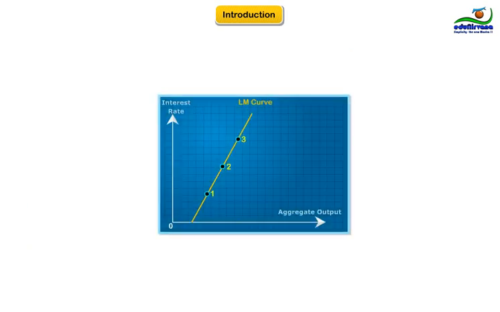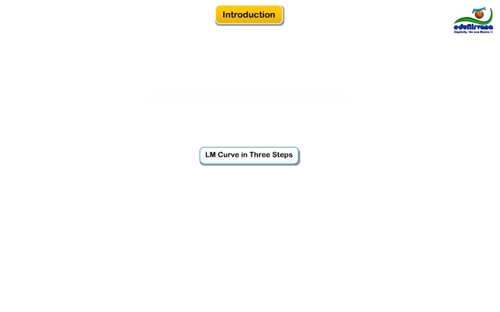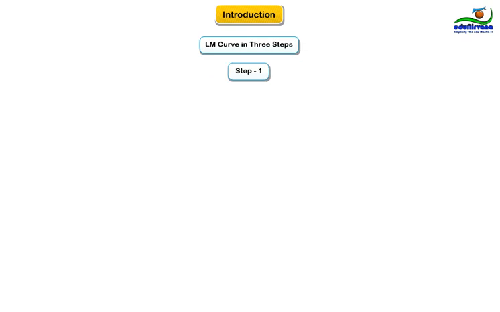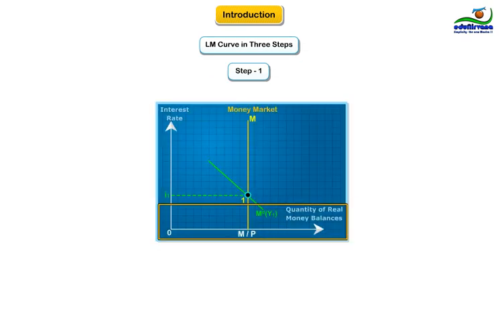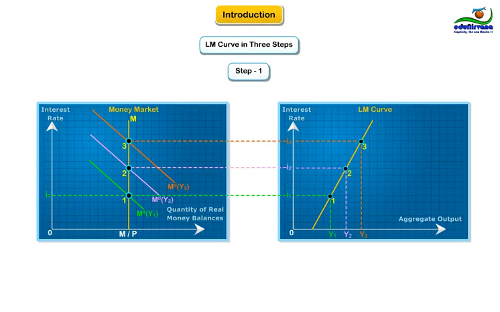LM captures the equilibrium interest rate versus aggregate output. This is done in 3 steps. The first step is to examine the effect of aggregate output or national income on money demand. Next, we use the money market dynamics to see how movement in money demand affects the equilibrium level of money market, that is, interest rate. The resulting relationship between equilibrium interest rate and the output or national income is known as the LM curve.